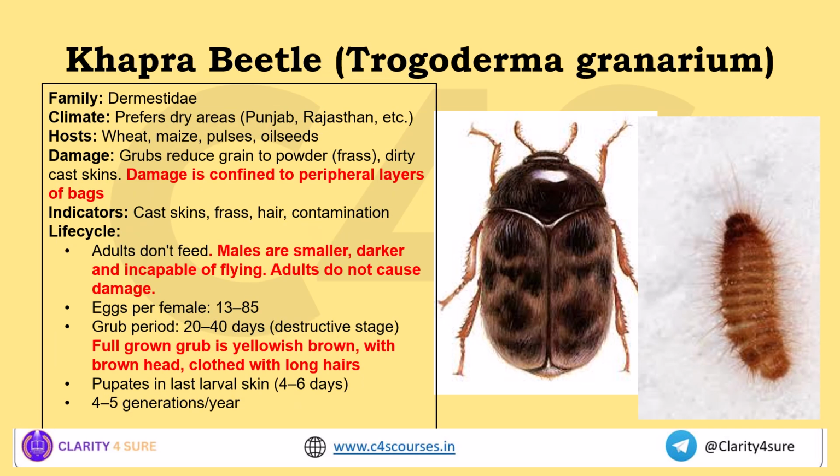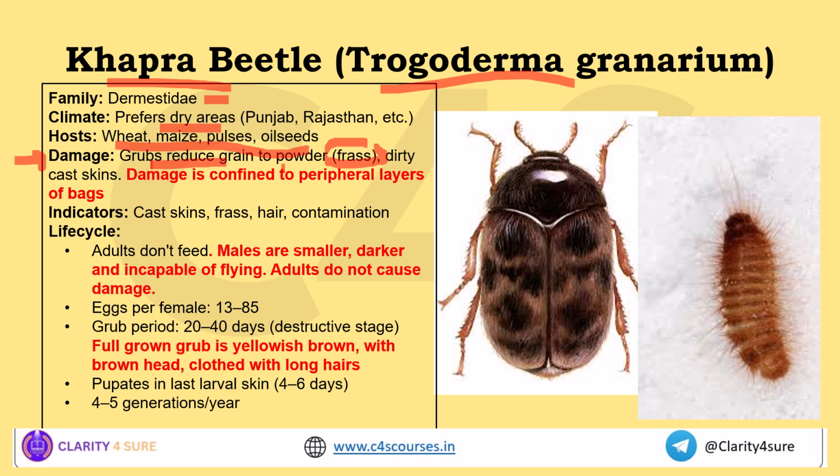Okay. Moving on, the next pest of today's session is the Khapra beetle, which is Trogoderma granarium. These are from the family Dermestidae, and the climate they prefer is dry areas like Punjab and Rajasthan. The hosts of these beetles are wheat, maize, pulses, and oilseeds. So now let's see what damage is caused by these pests. The damage is caused by grubs, which reduce the grain to powder. This powdered grain is called frass.